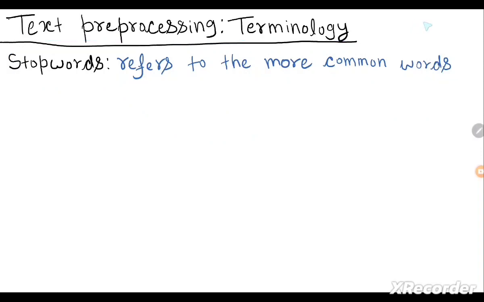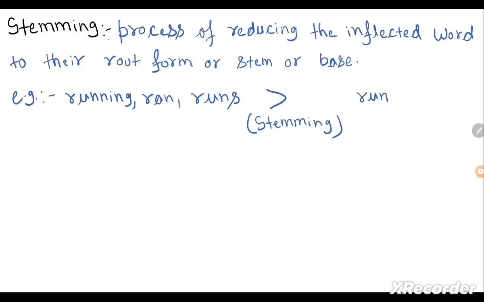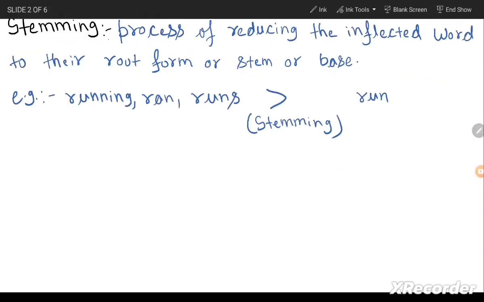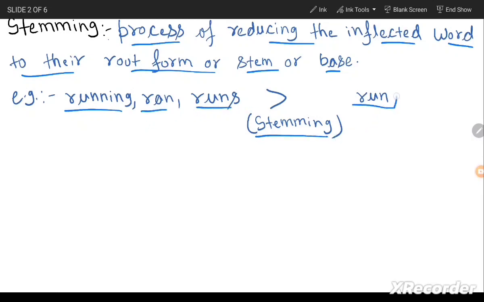Let's study the other terms. Move on to the next slide. So here is stemming. What is stemming? It is the process of reducing an inflected word to its root form, or stem, or base. Let's say we have the words running, ran, runs. After applying stemming, we will have run. This is their root form or base form.